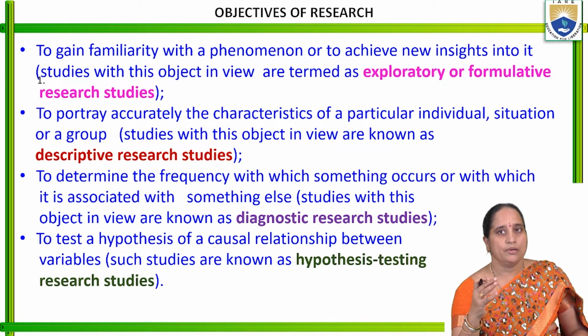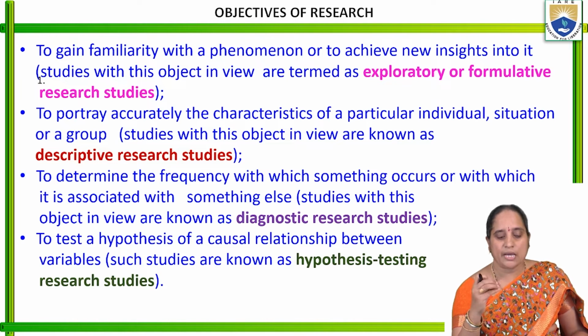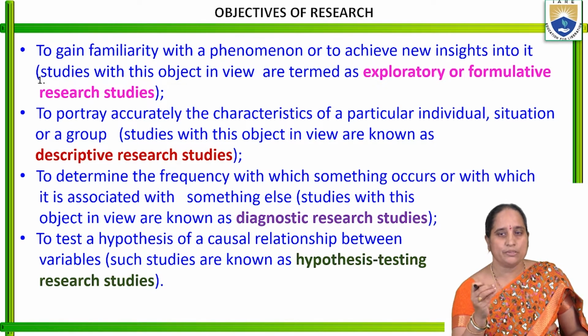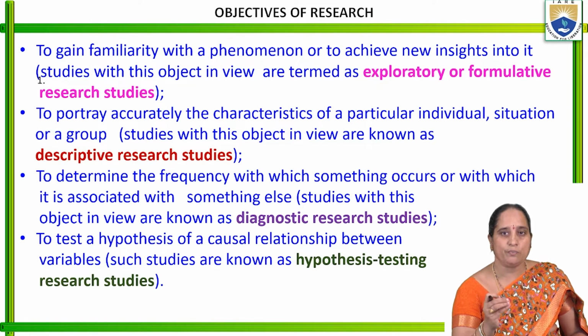Another objective of research is to test hypotheses of causal relationship between variables. If you want to know the cause and effect relationship, for example, if you take price and quantity, they are inversely proportional to each other. There is an inverse relationship between price and quantity. If there is a small change in price, that leads to a change in quantity demanded. So here there is an assumption. Because scientific methods, as I told you, always test the validity and reliability of the data. Up to what extent you are true, that should be analyzed with the help of hypothesis testing.